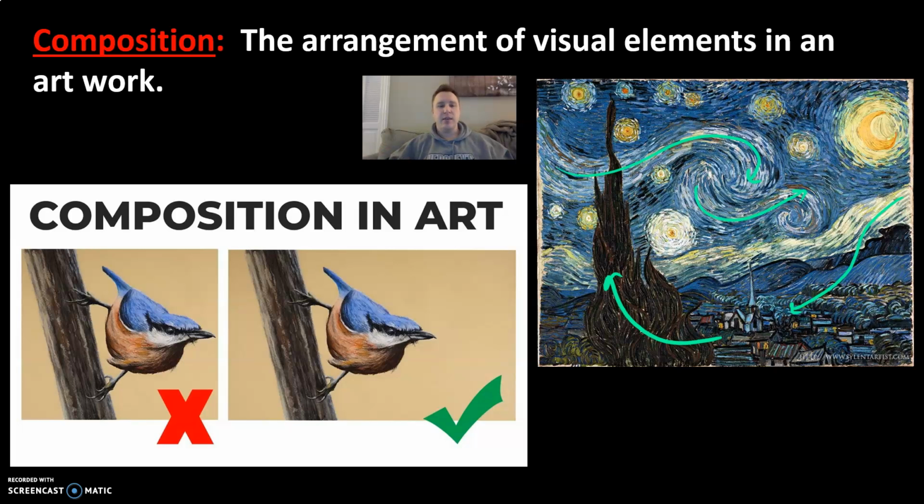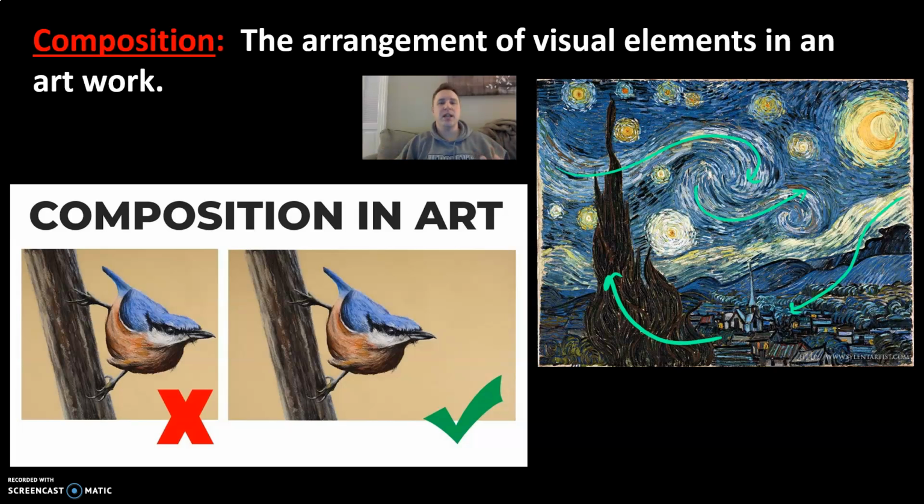The image on the bottom left here shows a bird perched on a tree, and there's a red X and a green check. The green check represents the stronger of the two compositions because it has just a little bit of extra space that forces your eye to go directly to the bird, whereas this one might use up just a little bit too much space.